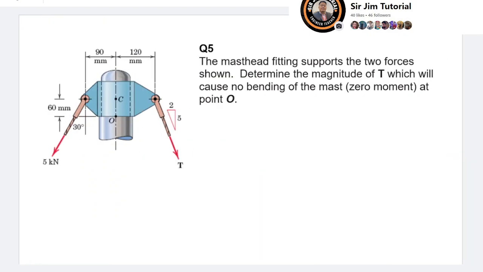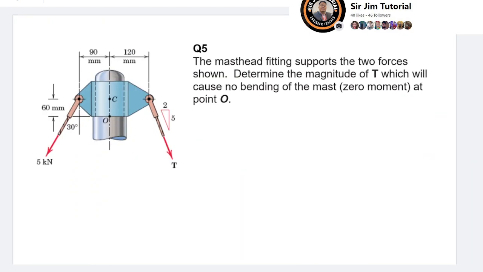Okay, so let's have this one next. So in this case, you are going to compute, with this problem, you have a certain T, so we are going to calculate the T which will cause no bending of the mass. If you're just going to equate them, you can find the value of T which will cause no bending here, or zero moment. So meaning moment at O will be zero at this point.